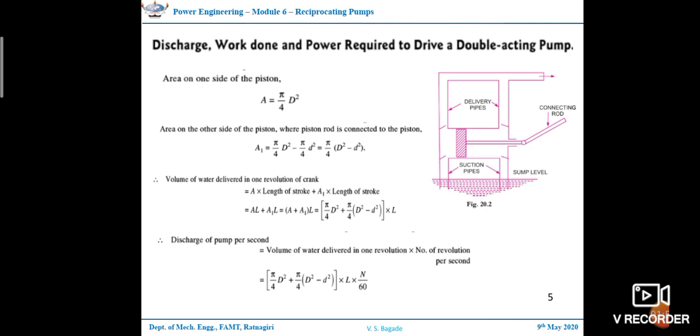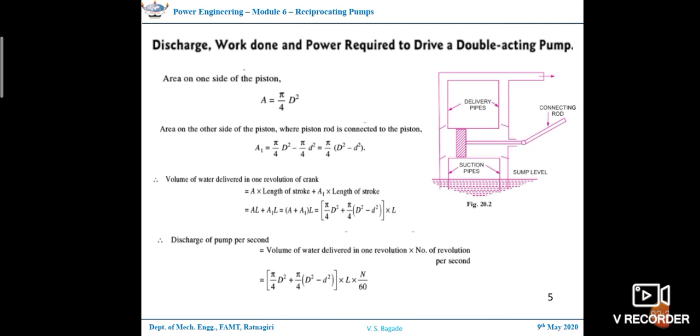Similarly, we'll find out the discharge, work done and power required to drive a double acting reciprocating pump. Here is the arrangement for the double acting reciprocating pump. Suction and compression are from both sides, so how much is the total area? The area is nothing but pi by 4 capital D square minus pi by 4 small d square. This is the area on the other side of the piston, and we already know the area of the piston, that is pi by 4 d square.